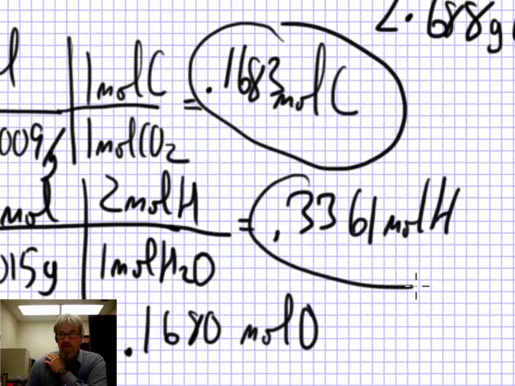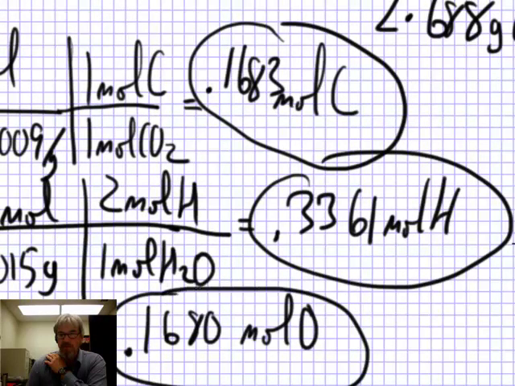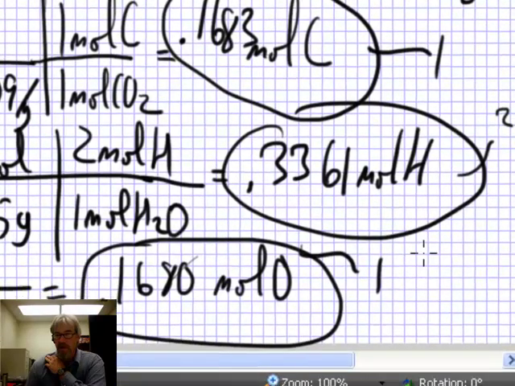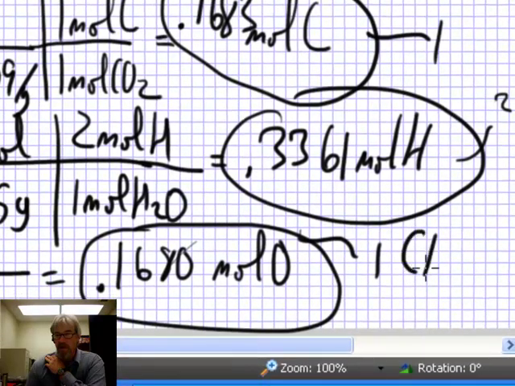There's moles of carbon, there's moles of hydrogen, and there's moles of oxygen. The smallest one is 0.1680, but that's almost exactly the same as carbon. So carbon and oxygen are 1-to-1 ratio, and 0.3361, well, you can see that's about double of 0.1680. You can do the arithmetic on your calculator, but it'll give you this conclusion: carbon 1, oxygen 1, hydrogen 2. So our formula would be CH2O.